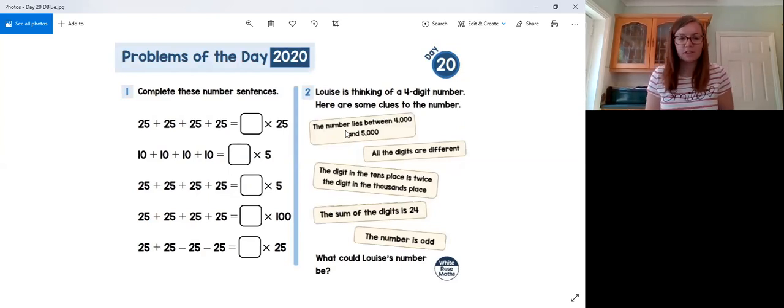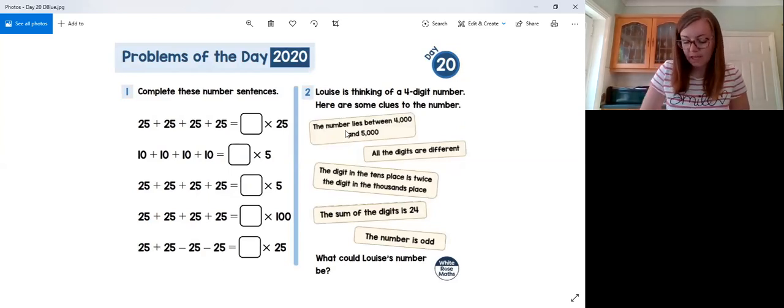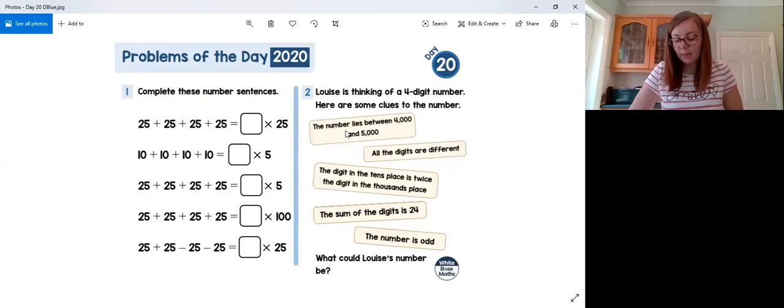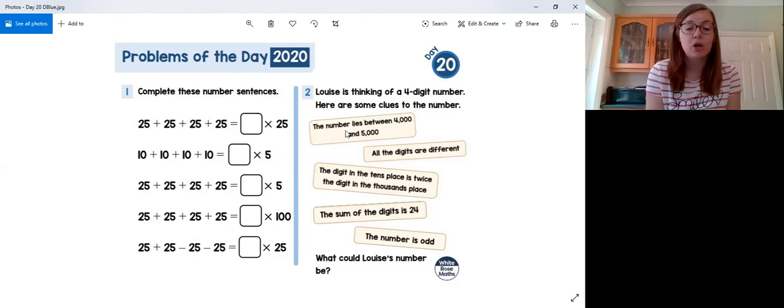So back to our balancing of our number sentences here, making sure that the left and the right side of the equal sign are the same or are balanced. Okay, so 25 plus 25 plus 25 plus 25 equals blank times 25. Well, we remember, don't we? We know timesing is repeated addition. We added 25 4 times, which means we have 4 lots of 25. So your first one is 4 times 25.